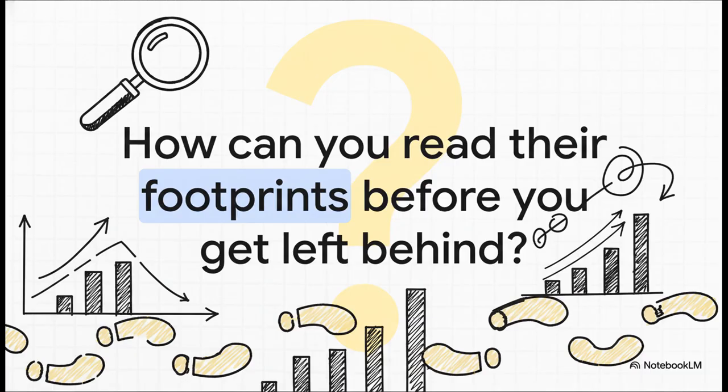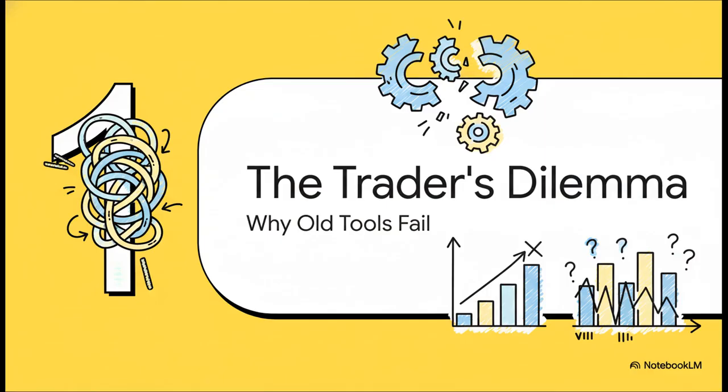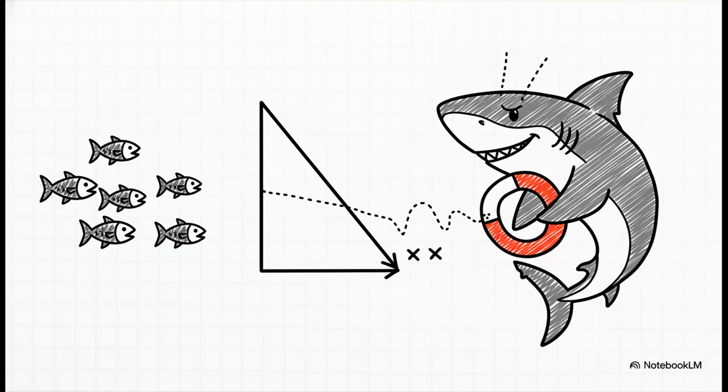If these big players are leaving footprints all over the market, how can you learn to spot them? How do you figure out what they're planning so you can trade with them instead of getting steamrolled by their moves? That is exactly what we're going to break down today. This brings us to what I like to call the trader's dilemma. It's a situation that honestly trips up so many people who are just trying to make sense of the markets with the usual tools.